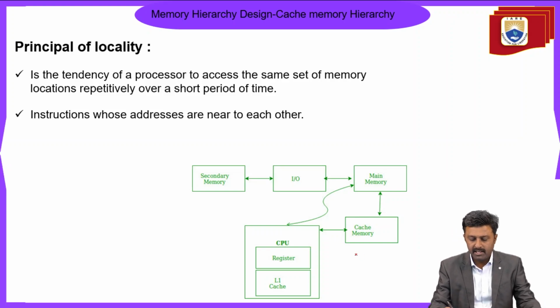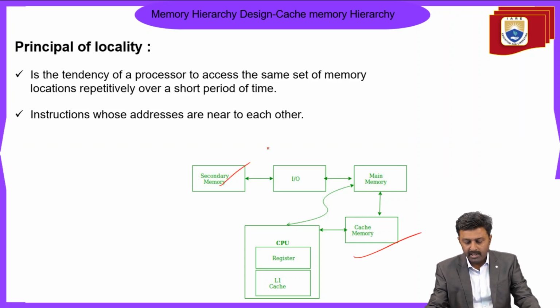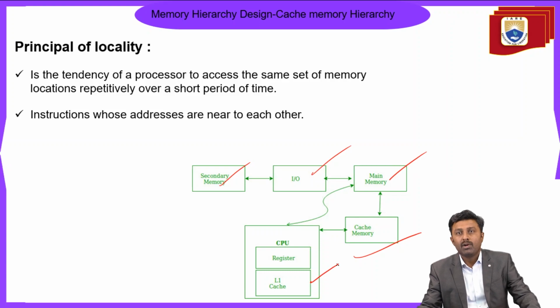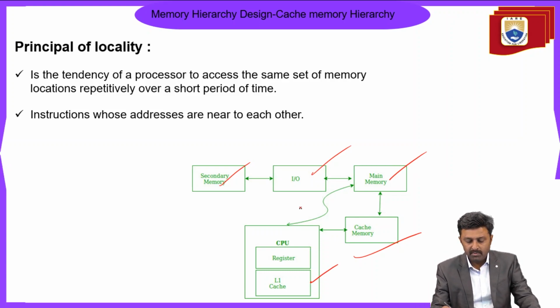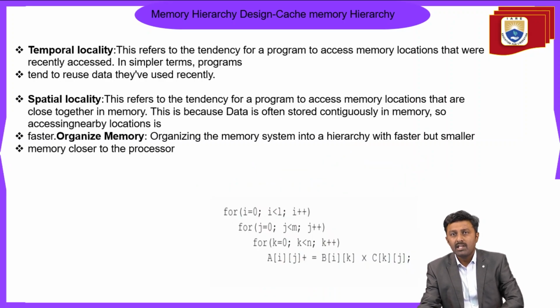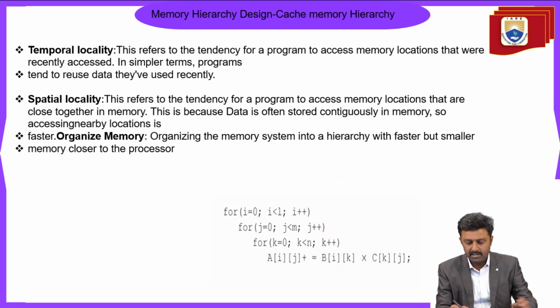You can see this in the diagram: the secondary memory and input output devices, the main memory, and the CPU. Here, every time the processor will try to access locations which are near to each other. This concept is called the principle of locality. This is an example of the principle of locality.